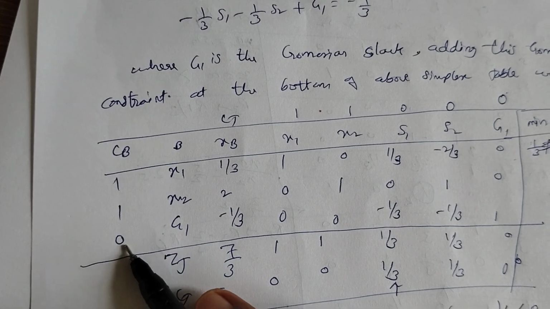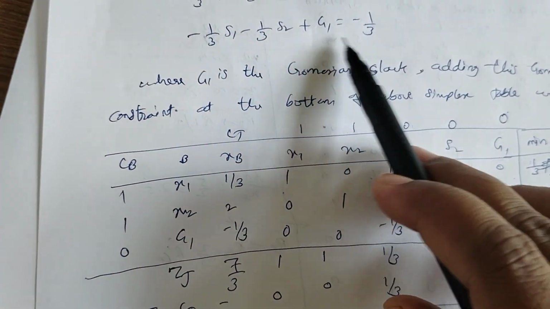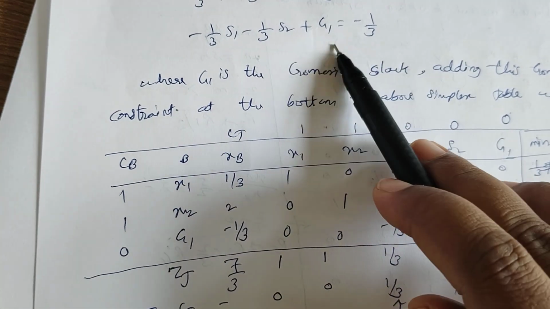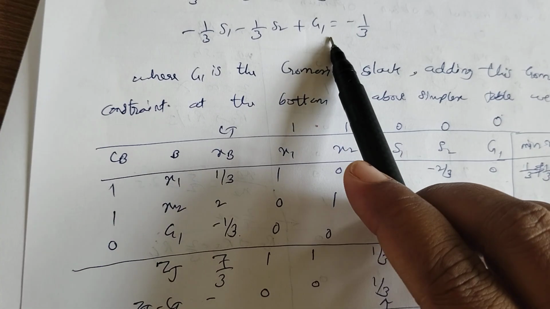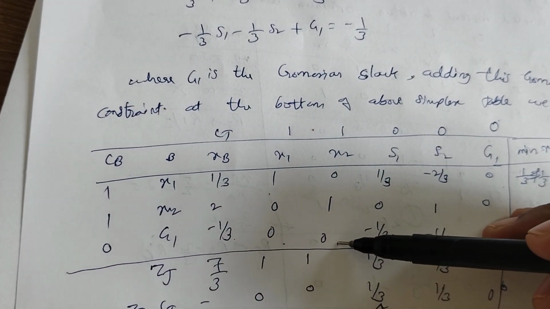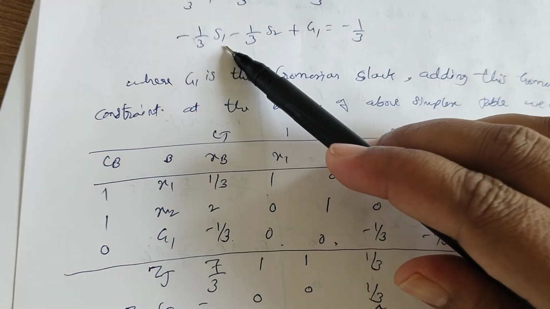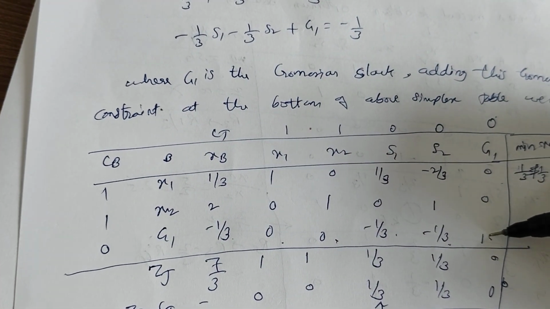The coefficient is 0, and the g1 value, when you assume s1 s2 equals 0, you will get the value of g1 as minus 1 by 3. So write that as 1 minus 1 by 3. The coefficient of x1 in the Gomory constant: x1 is not there, so it is 0. x2 is also not there, so it is 0. And the s1 coefficient is minus 1 by 3, s2 is minus 1 by 3, g1 is nothing but 1.